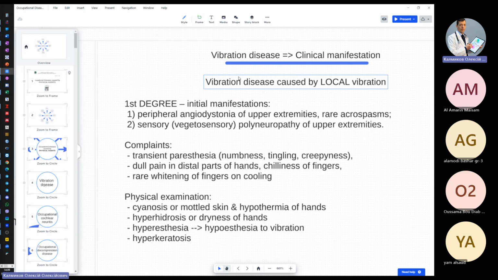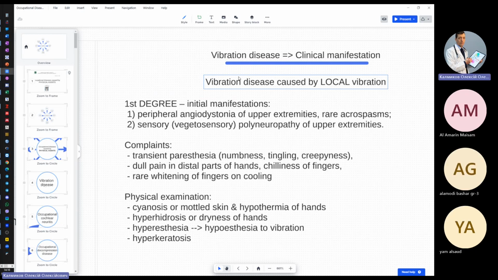And the second component, sensory or vegetosensory polyneuropathy. Again, in the majority of cases, unfortunately, we detect the vibration disease at this first degree with an already existing combination of sensory and vegetative changes. But let me remind you that the best practice is to detect it much earlier, at the phase of only long-standing sensory changes without vegetative ones.